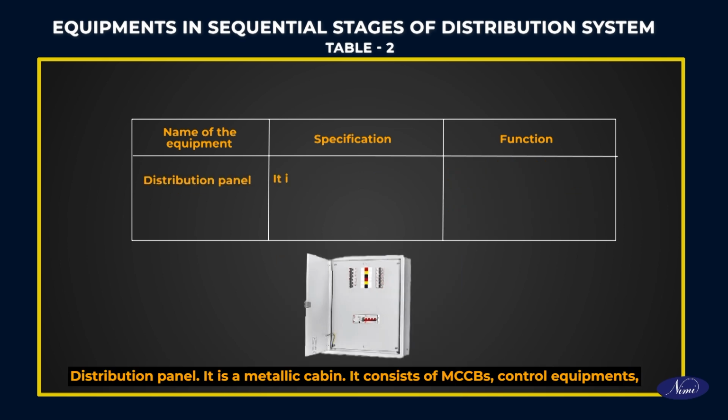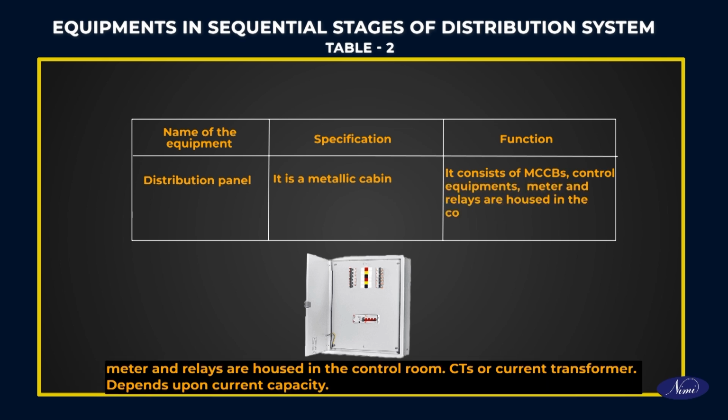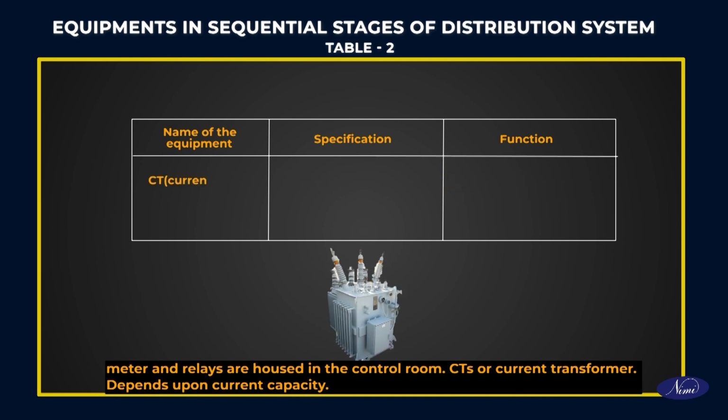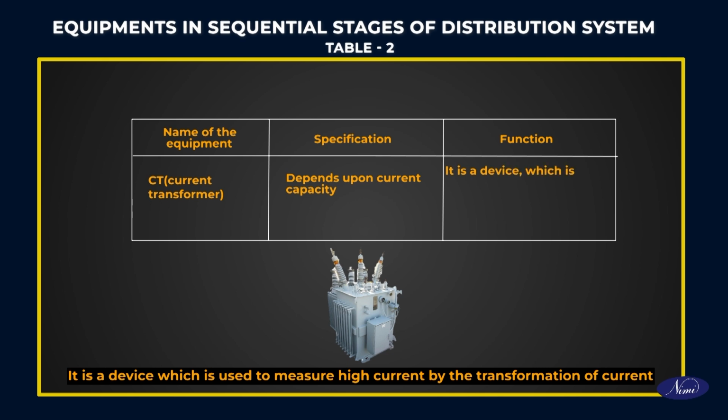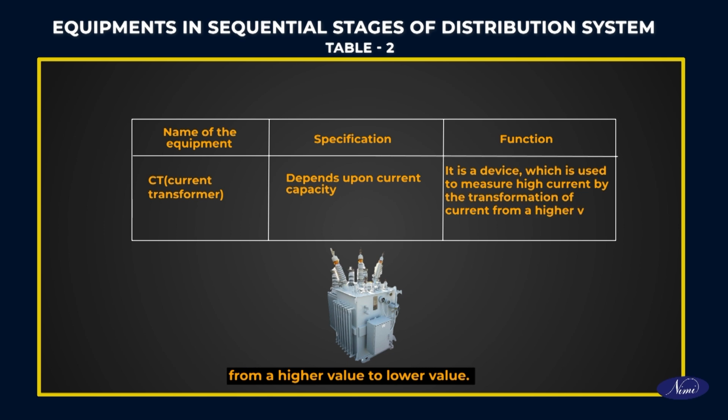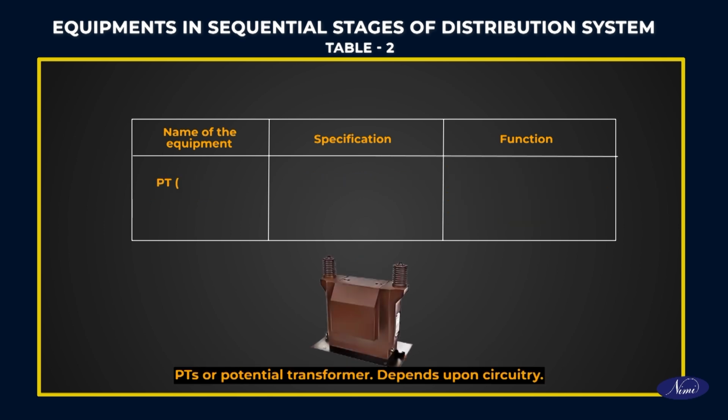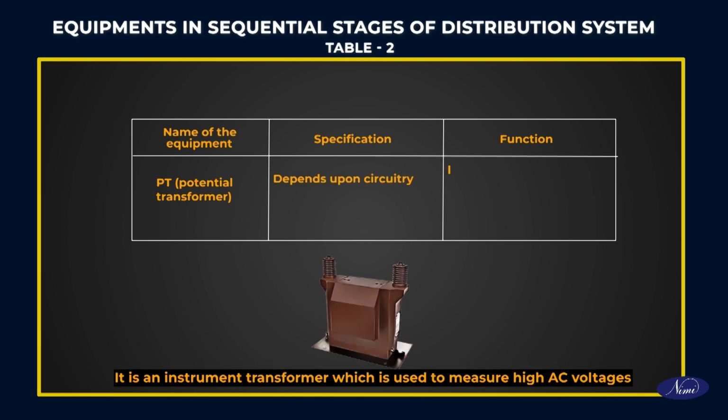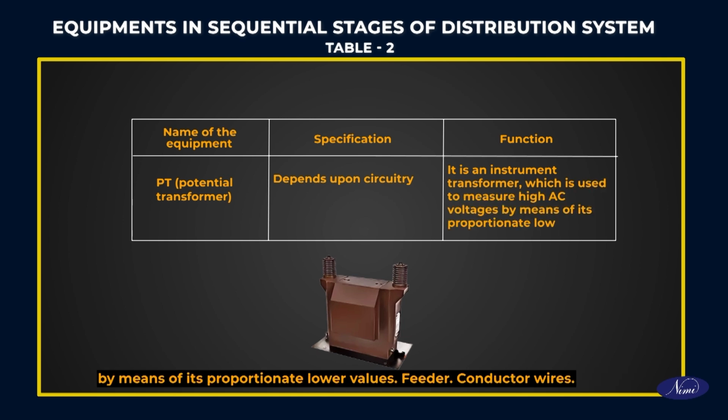Distribution panel. It is a metallic cabin. It consists of MCCBs, control equipments, meters, and relays housed in the control room. CTs or current transformers depend upon current capacity. It is a device which is used to measure high current by the transformation of current from a higher value to a lower value. PTs or potential transformers depend upon circuitry. It is an instrument transformer which is used to measure high AC voltages by means of its proportionate lower values.